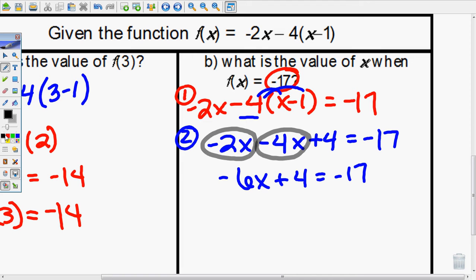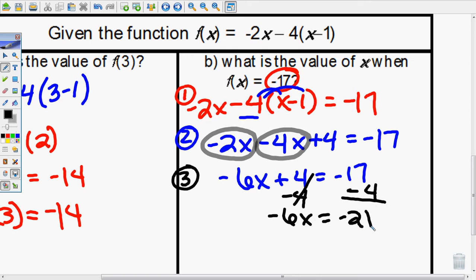So then step 3 is to solve for x. Break into the bank. What's my first line of defense? I've got to subtract 4. I've got to knock that security out. Boom. And that leaves me with negative 6x equals negative 21.